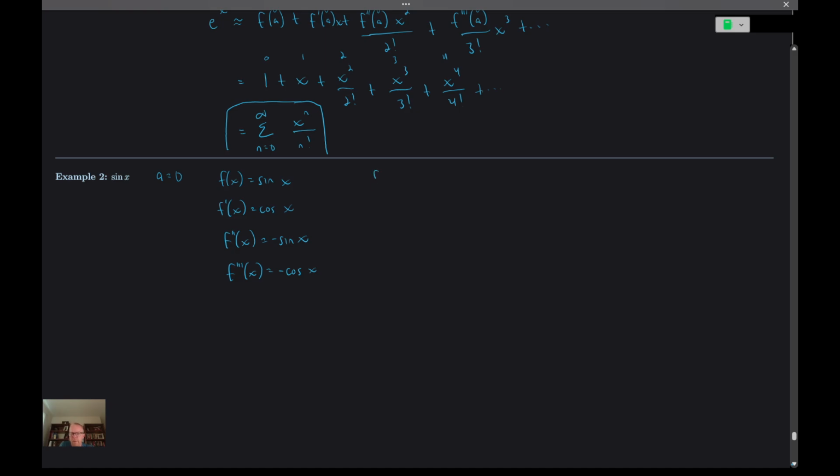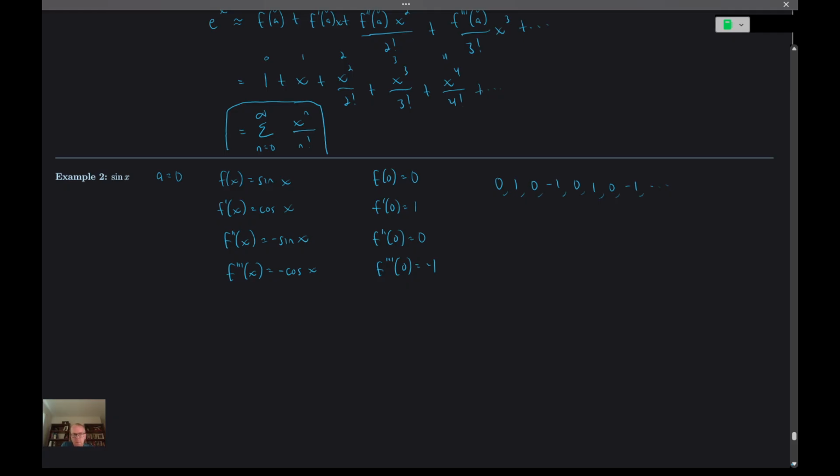All right, so now let's evaluate these at 0. So f of 0 would be 0. F prime of 0 would be 1. F double prime of 0 would be 0. And f triple prime of 0 would be negative 1. So you can see the pattern is going to be 0, 1, 0, negative 1, 0, 1, 0, negative 1. If you just keep going, that's what the pattern is going to be.